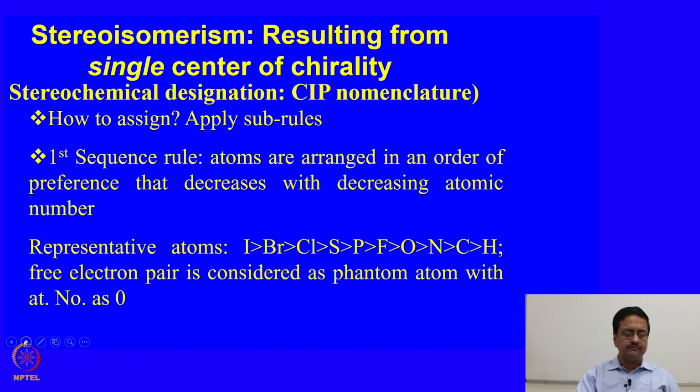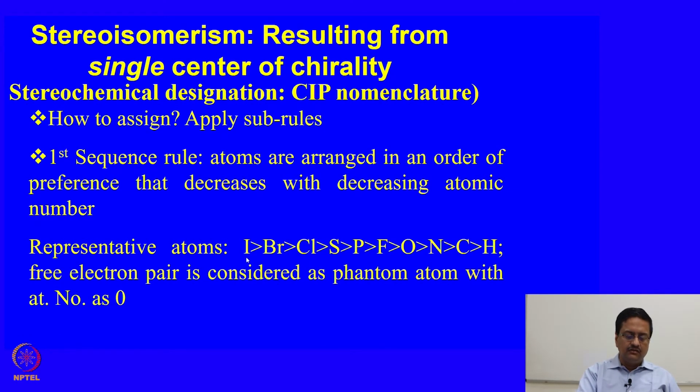So when we have multiple chiral centers, we would follow the rule to identify those chiral centers in terms of their priority, and then we apply various subrules. So the first rule is the first sequence rule. Atoms are arranged in an order of preference that decreases with decreasing atomic number. So if you have different groups connected to a central atom, then the group with highest atomic number gets priority over the atoms which have lower atomic number.